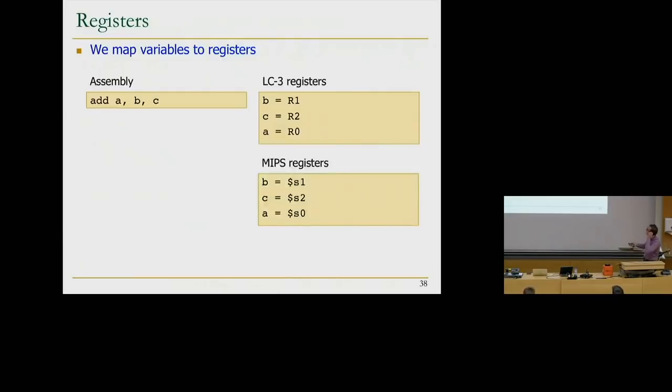Now let's take a look at how we map this instruction to registers. Assume that you decided somehow that B should be in register 1, C should be in register 2, and A should be in register 0. That's how you do it in LC3. We're going to get to that. But MIPS is not, it's basically the assembly convention. In MIPS, you basically call these $S1, $S2, $S0. I think this is a little bit more readable. That's why LC3 is a more instructional ISA, right? This is a little bit less readable, as you can see.